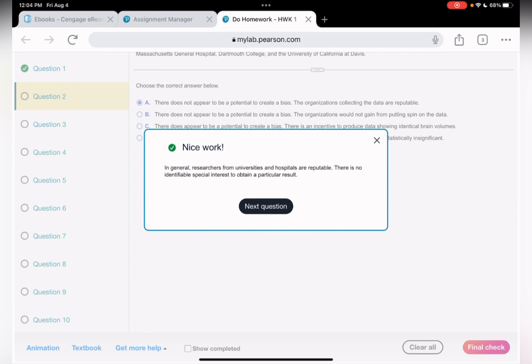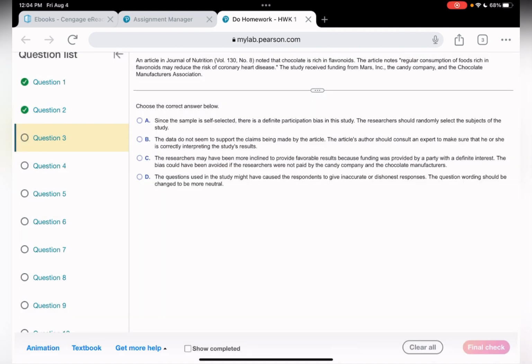Final check. Nice work. So I did one example where there is potential bias, and another example when there is no potential bias based on my choice, my answer, which means you have to look into details and see what's the chance it can be bias. So what do we have here?